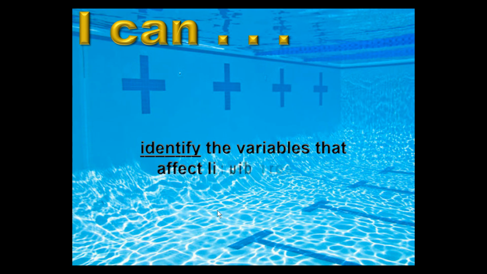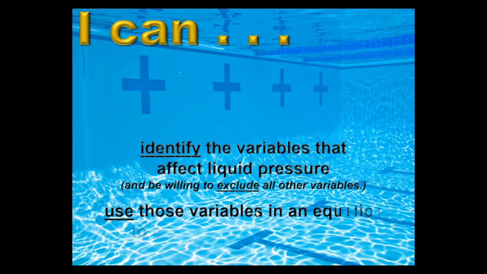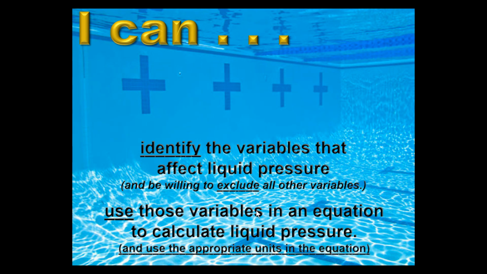So here's what we want to do. We'd like to be able to identify the variables that affect liquid pressure. And once we identify them, we must be willing to exclude all other variables and be able to say this affects it, but nope, that variable has no bearing on it. Then we're going to use those variables to develop an equation that will calculate liquid pressure, and make sure we use the appropriate units in that equation.